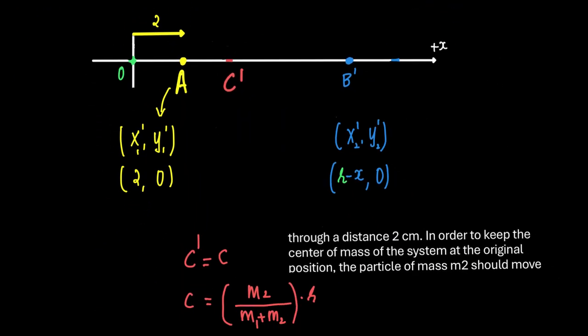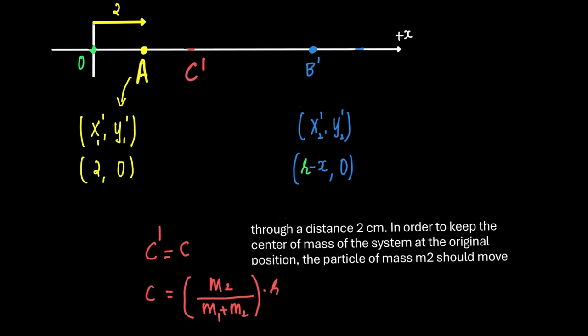Now we can find out the coordinates of c dash, which is x bar dash comma y bar dash, right? But what is given to us in the question? It is given that the center of mass of the system is at the original position, which means this C dash is equal to C. And what is the value of C? It is m2 by m1 plus m2 into R. So we can say that x bar here is equal to m2 by m1 plus m2 into r.